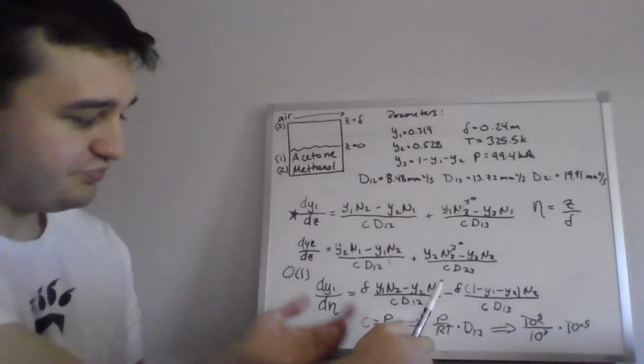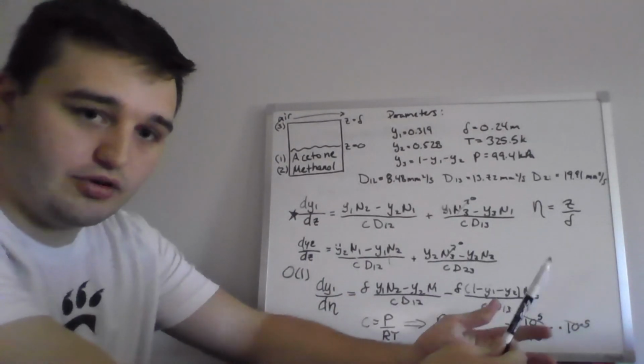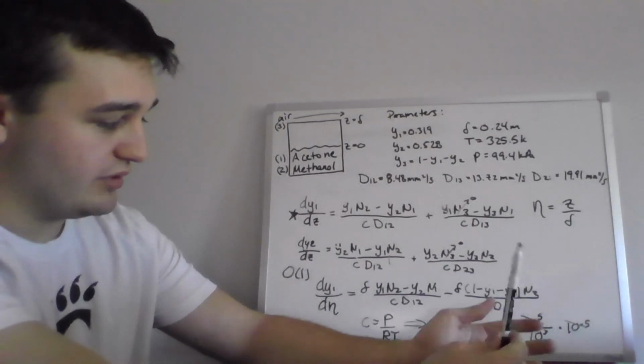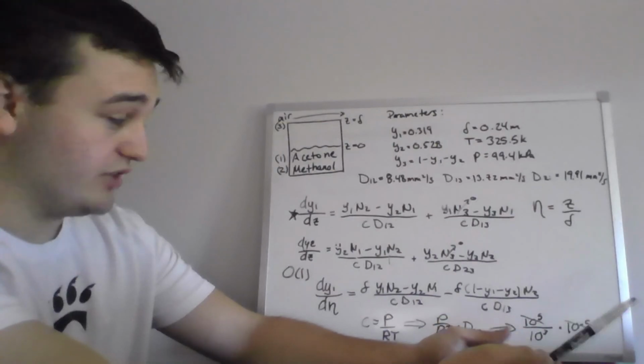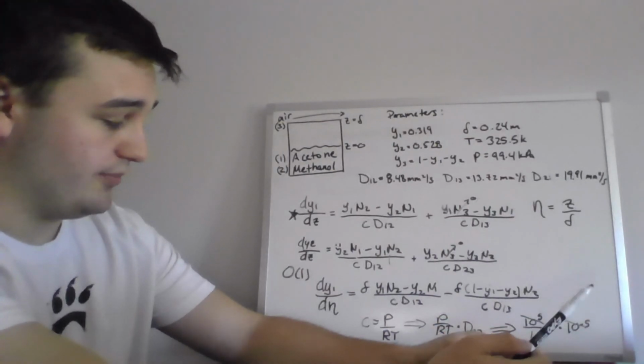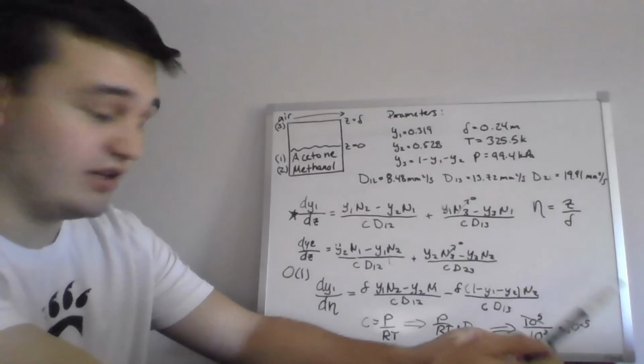So therefore, when we go to solve the initial value problem in Python, the order of magnitude initial guesses for our molar fluxes need to be 10 to the negative third.